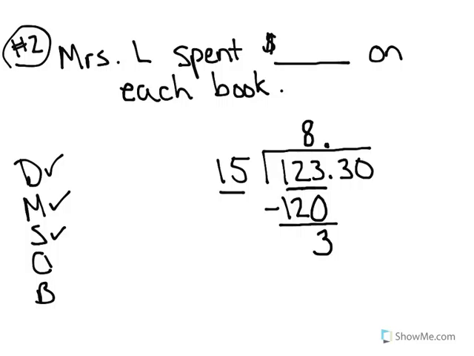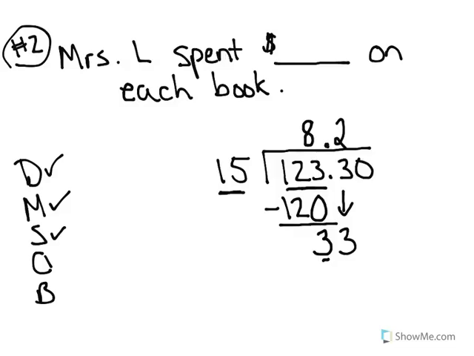Then I need to check. I'm checking to see if the 3 is smaller than the 15. And it is. That tells me that the 8 that I chose was a good number. So now I'm going to finish my steps of division. I'm going to bring down my 3 and ask myself how many 15s are in 33. And I have 2. And then I just divided.